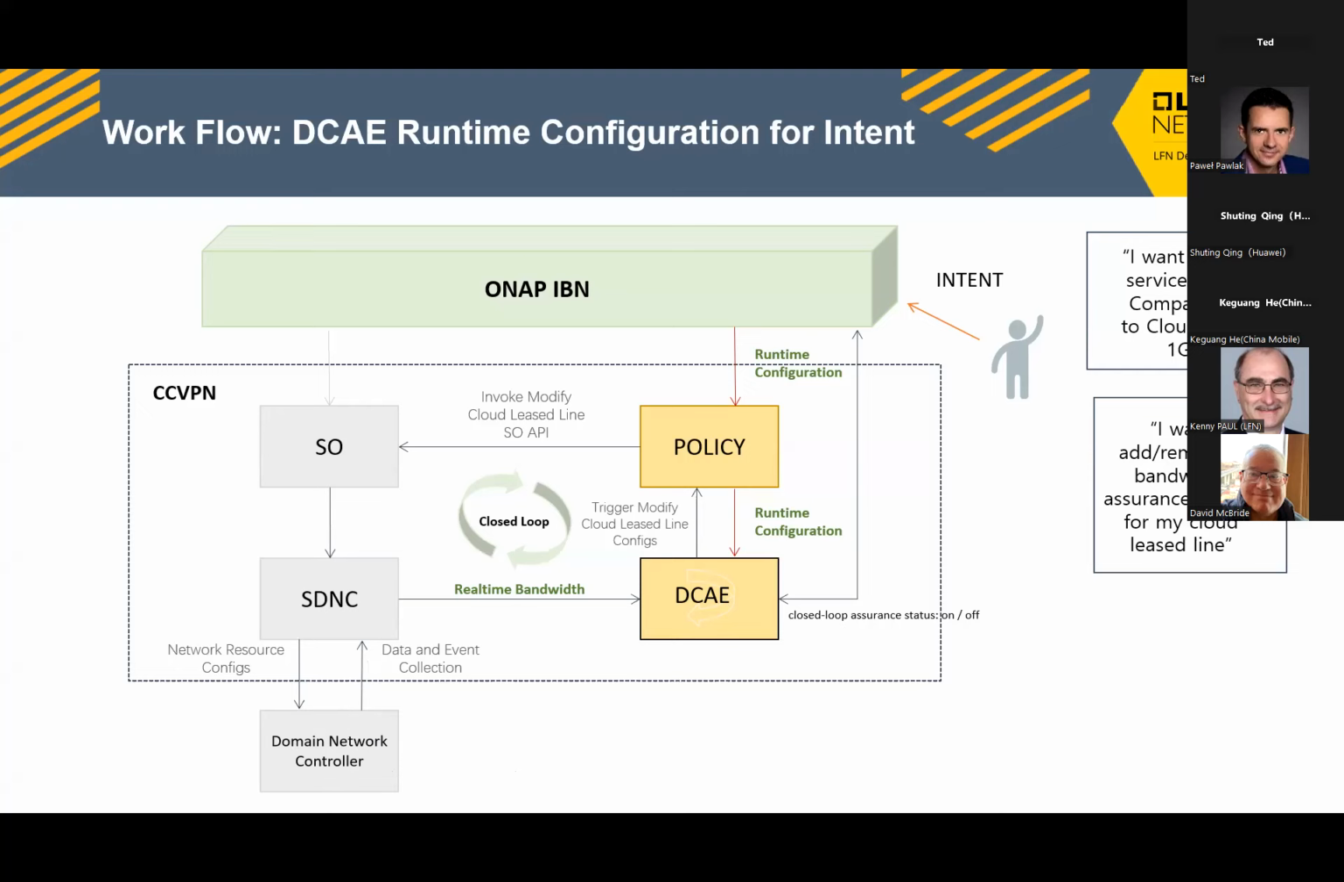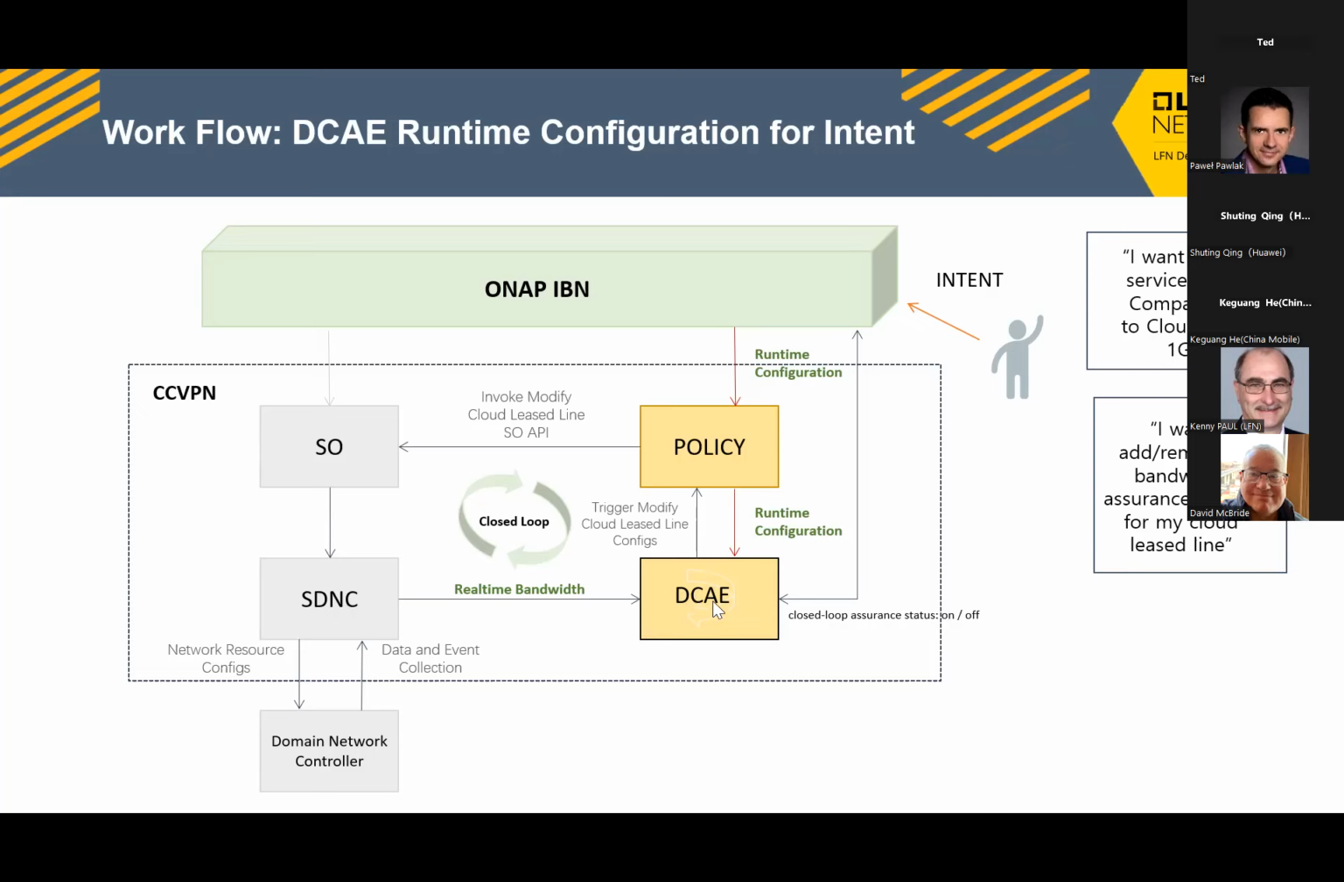So DCAE knows about the real-time bandwidth exceeding 1 GB, right? It's 1.2 right now. But I will not do any operation because the status is off. If the status is on, when I detect the real-time bandwidth usage is more than 1 GB, I will increase the maximum bandwidth I allocated for this CLL.